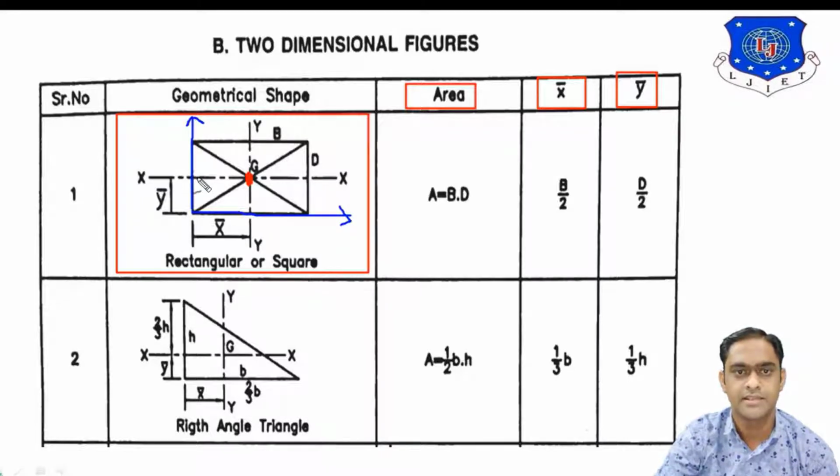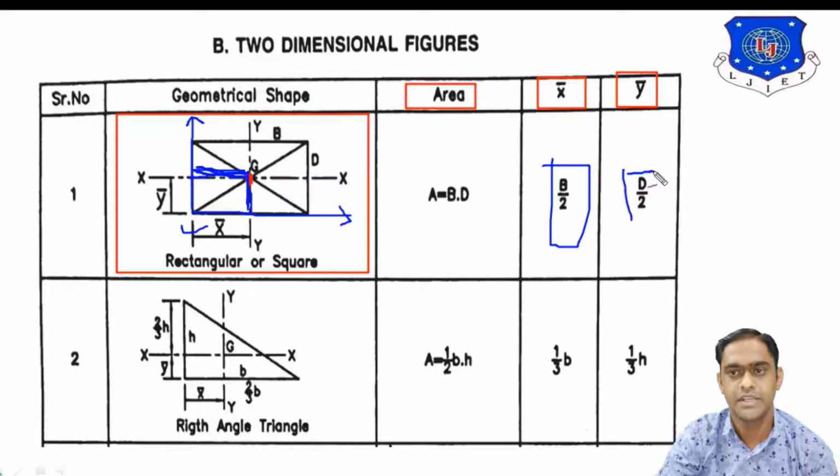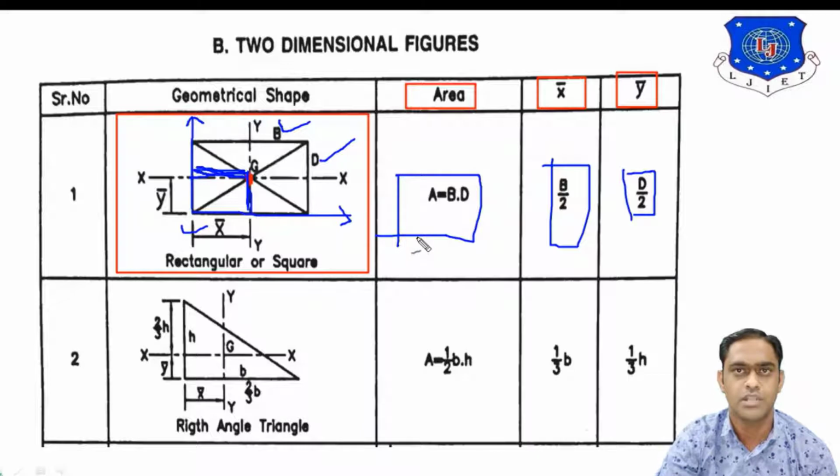Now from the y-axis, the distance up to this CG is known as x bar, which is equal to b by 2, and from the bottom axis, x-axis, this distance is known as y bar, which is equal to d by 2, where d means depth of the rectangle and b means width of the rectangle. Area of the rectangle or square will be b into d, that is already known to you. Okay, so this is the simple geometrical shape, rectangle.